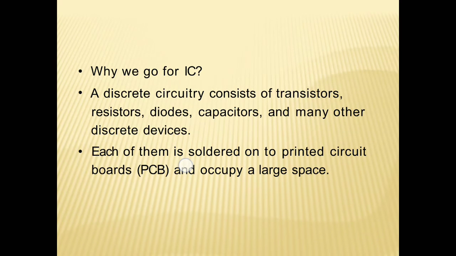A discrete circuit consists of transistors, resistors, diodes, capacitors and many other discrete devices, each of them soldered on printed circuit boards and occupying large space. Moreover, there is a chance of loose contacts and bad soldering, which is often difficult to detect after assembly. In the case of an IC, since the connection is part of the IC package, there are few external connections to solder. In a discrete circuit, the reliability is very low.